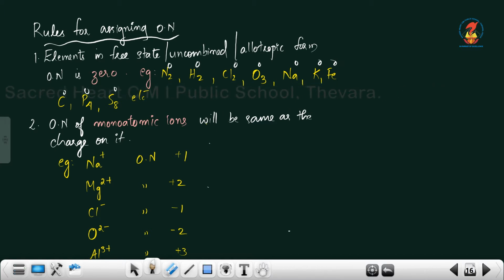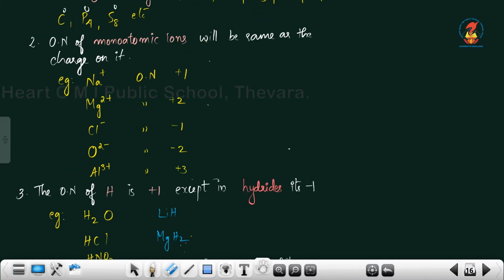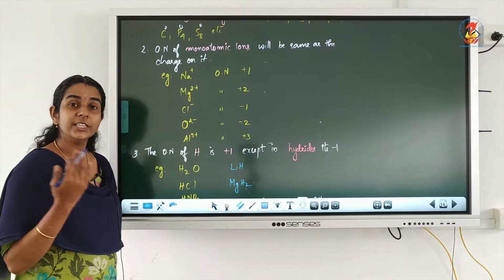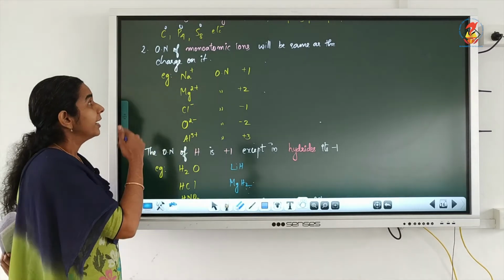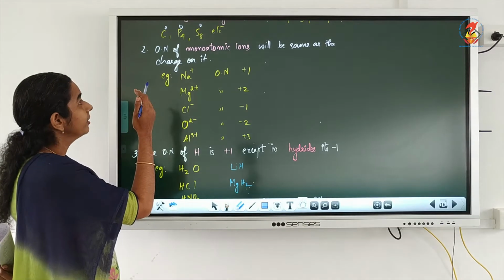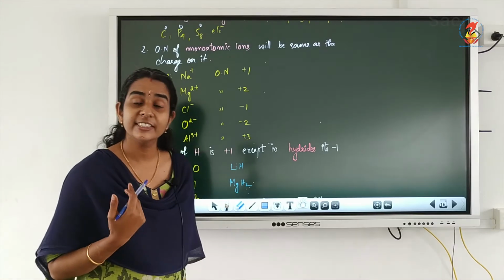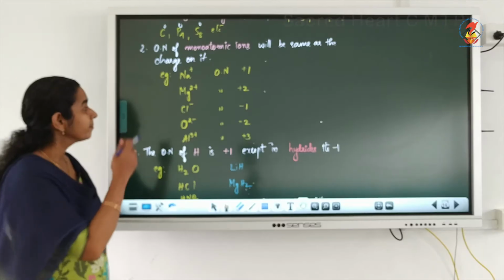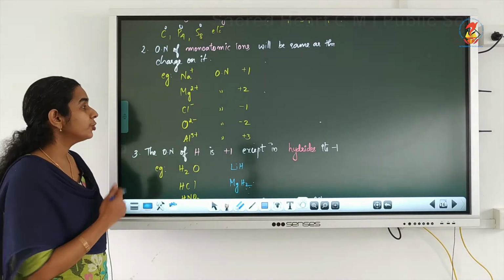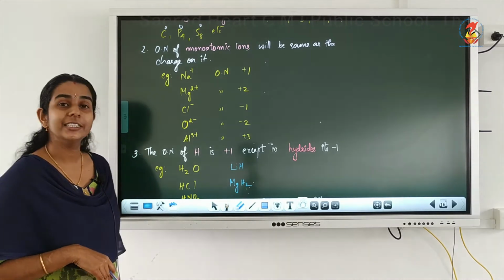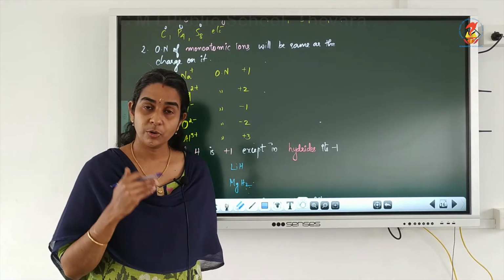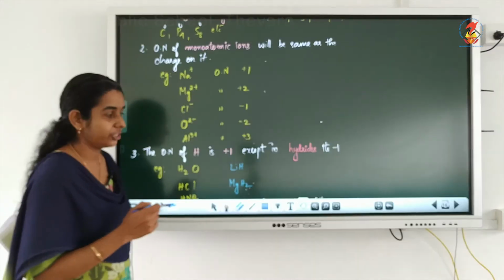Now the second rule is the oxidation number or oxidation state of monoatomic ions. Monoatomic means there will be only one atom present in the formula. For example, Na+, only a sodium atom is present. So in such cases, the oxidation number will be the same as its charge. So Na+ is +1, Mg2+ is +2, Cl- is -1, O2- is -2, Al3+ is +3. So in the case of monoatomic ions, the oxidation number or oxidation state will be the same as its charge.